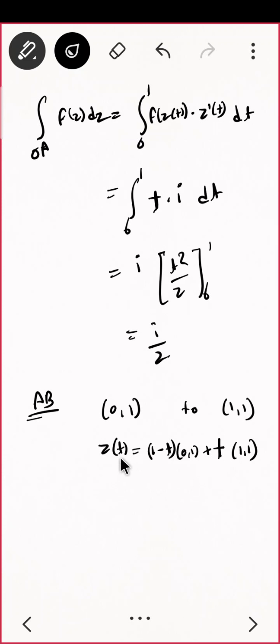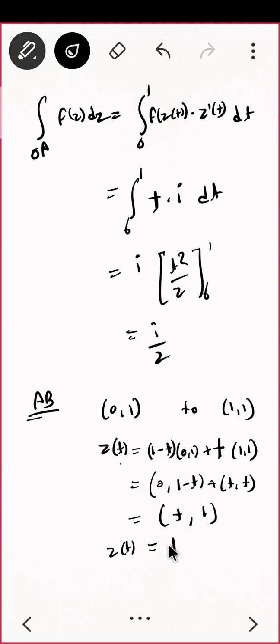Now let us check whether it is okay with t equal to 0. If I put t equal to 0, I will be having this, this is okay, perfect. So let us quickly solve it. This is (0, 1 minus t), and here it is (t, t). So here you have (t, 1). This is your parameterization. And how will you write this? z of t equals t plus i. And you know the bound for t is 0 to 1. And what is z dash of t? z dash of t is just 1.